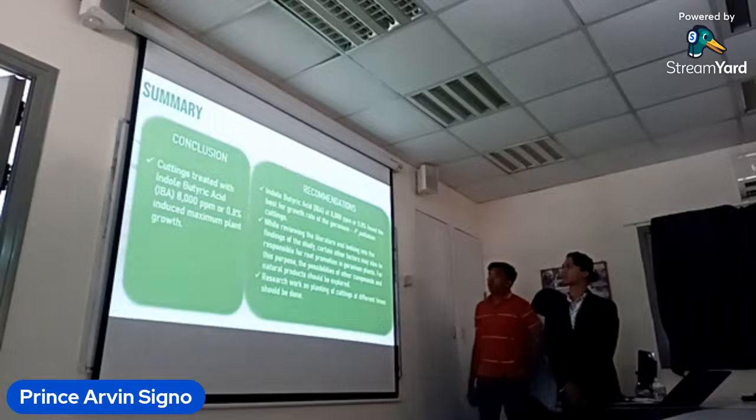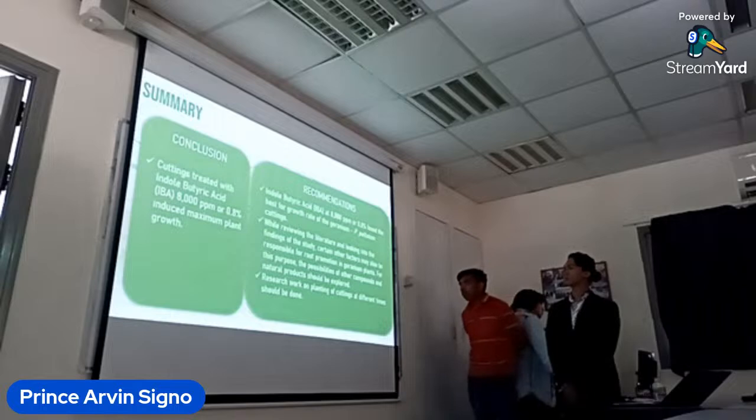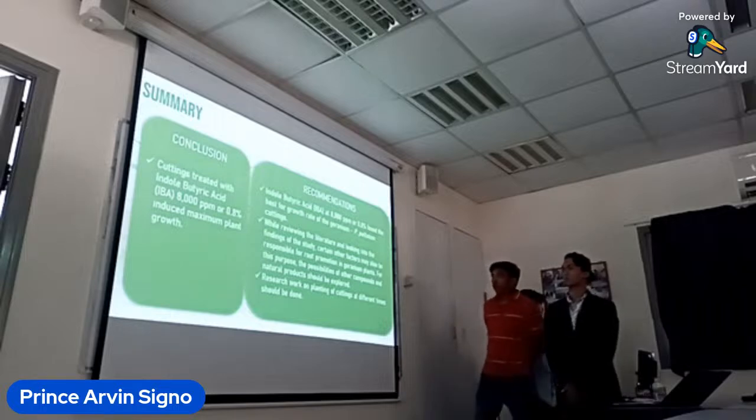While reviewing the literature and looking into the findings of the study, certain other factors may also be responsible for root promotion in geranium plants. For this purpose, the possibilities of other compounds and natural products should be explored. Research work on planting of cuttings at different times should be done.